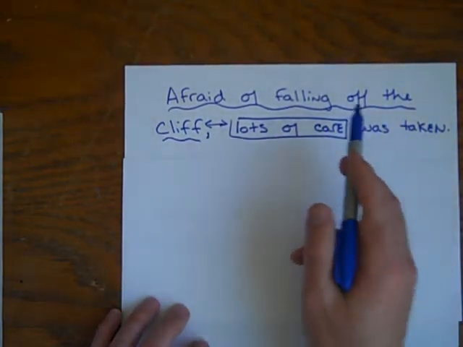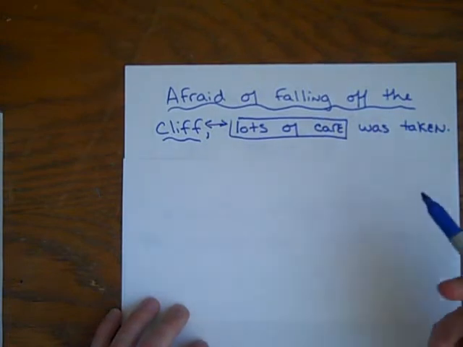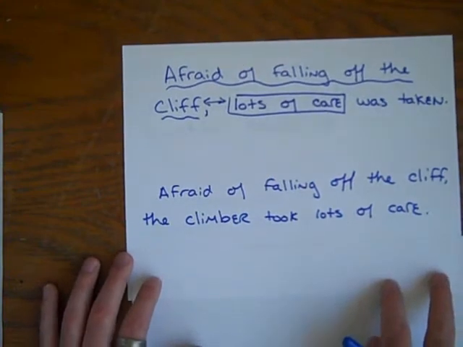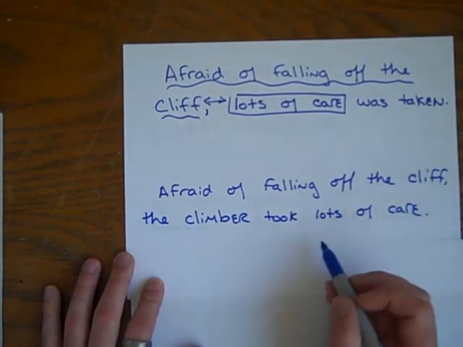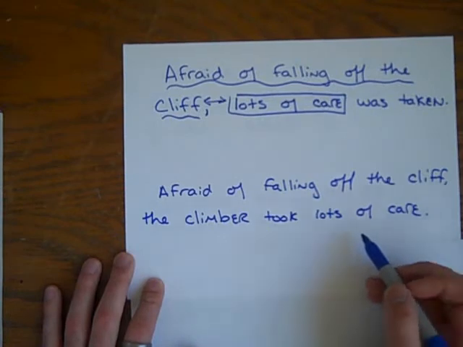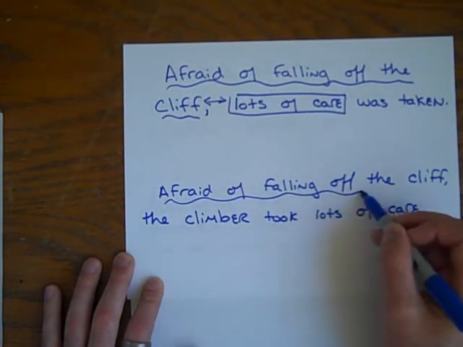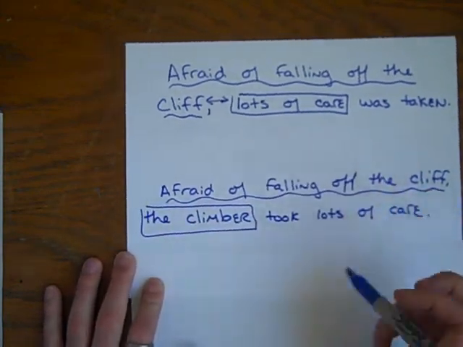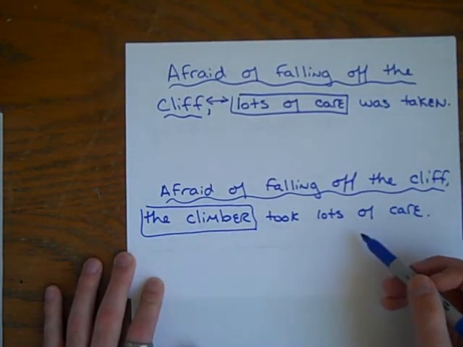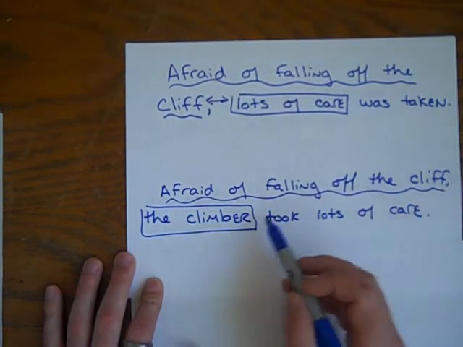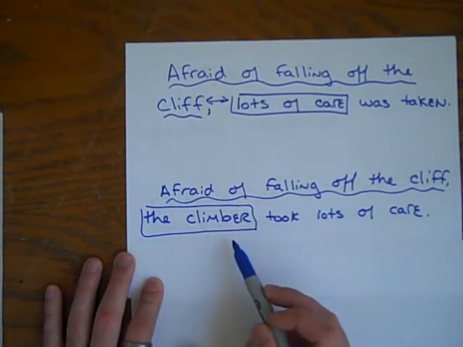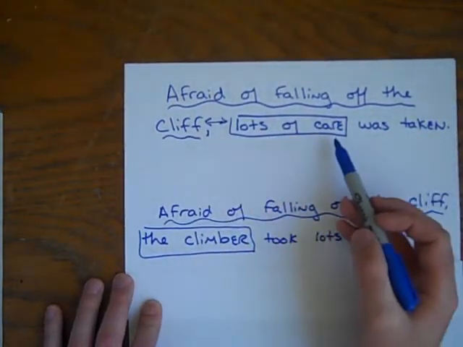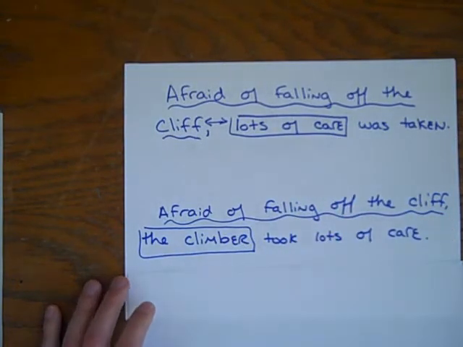Okay, so this is a dangling modifier. The modifier has nothing to connect to. Whereas if we added a subject, we could say, "Afraid of falling off the cliff, the climber took lots of care." Now, what's afraid of falling off a cliff? The climber. And so this second sentence isn't a dangling modifier, because we've connected the modifier, we've anchored it to the thing that it's modifying. Notice I couldn't just rearrange the words in this sentence. I had to add something that was missing, and that's the thing that's being modified.